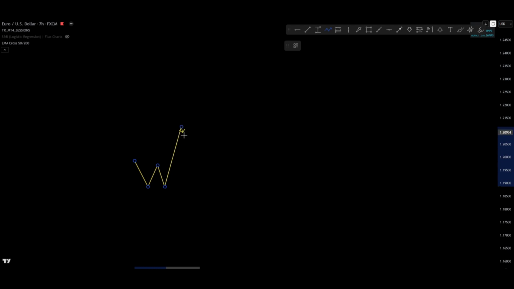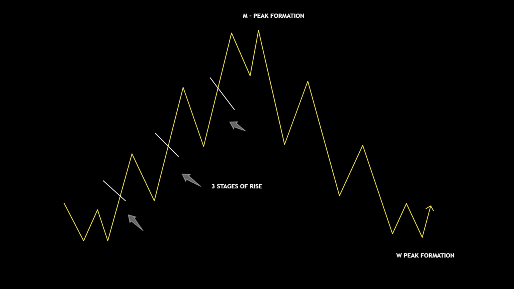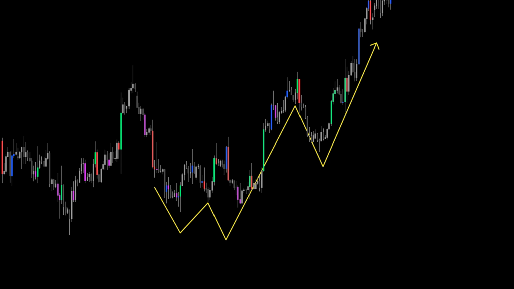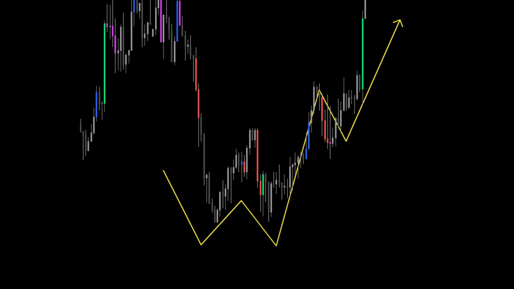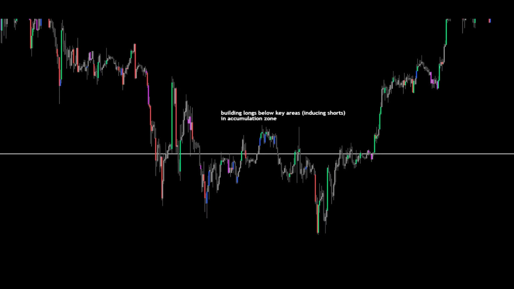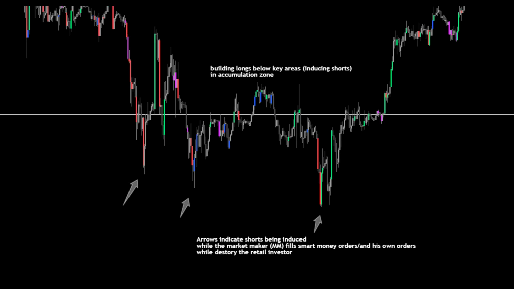Now let's talk cycles. A typical cycle includes 3 stages of rise, ending in a peak formation that usually looks like an M formation. Then it transitions into 3 stages of decline, which finishes with a W formation at the bottom. These patterns repeat, but not always in the same way. There's always variation. Within these movements, you'll find accumulation zones, areas where market makers quietly build positions and gather liquidity before making the next big move.